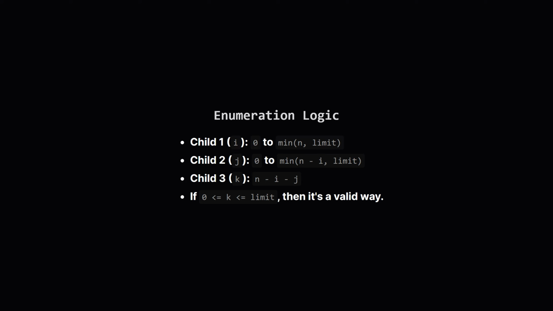So for child 1, the number of candies they get, let's use i for this, can range from 0 up to the smaller of n, since they can't get more than n candies in total, obviously, and limit, since they can't get more than the limit. Then, for child 2, let's use j for their candies. This can range from 0 up to the smaller of n minus i, which is the candies remaining after child 1 took theirs, or the limit. The candies for child 3, let's call it k, will simply be n minus i minus j. If this value is also between 0 and limit inclusive, then we've found a valid combination.